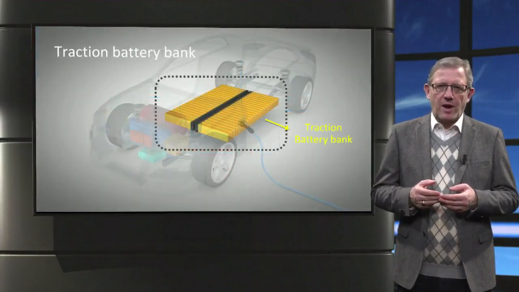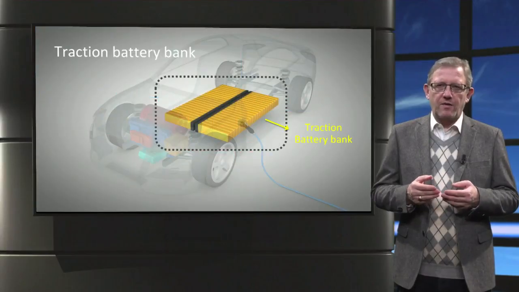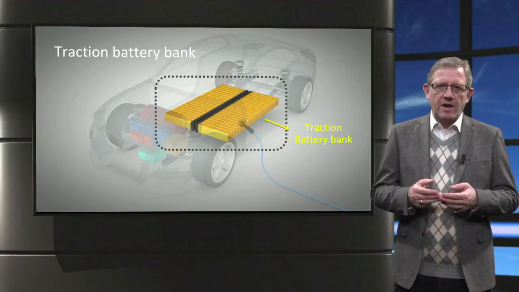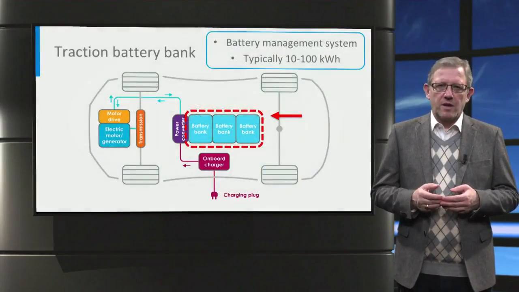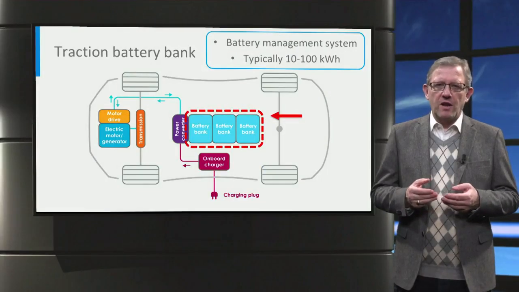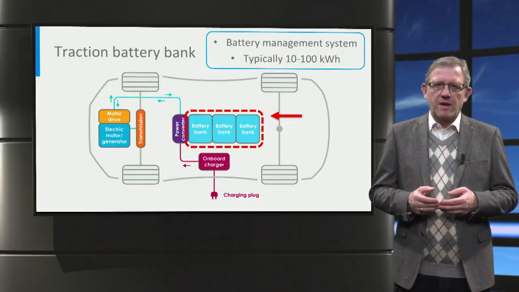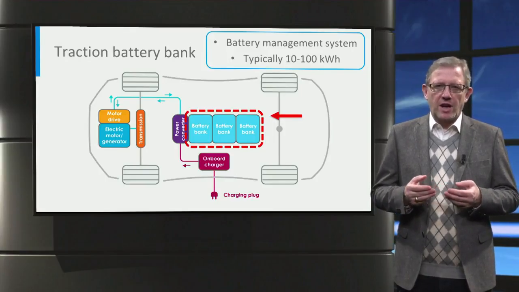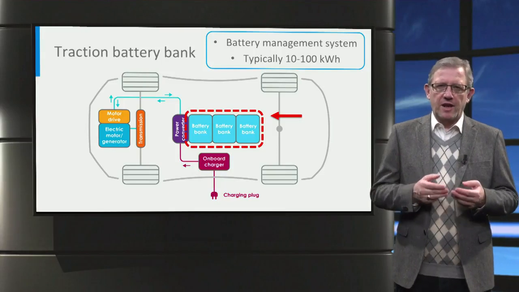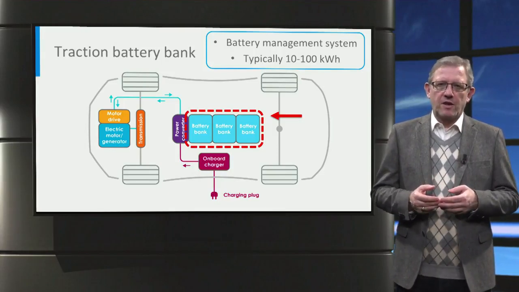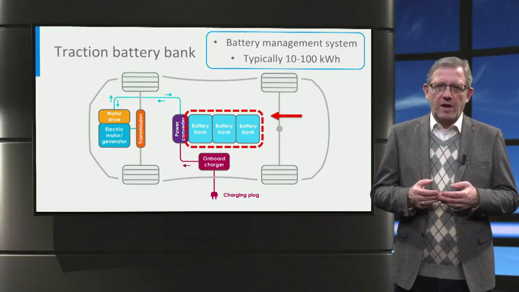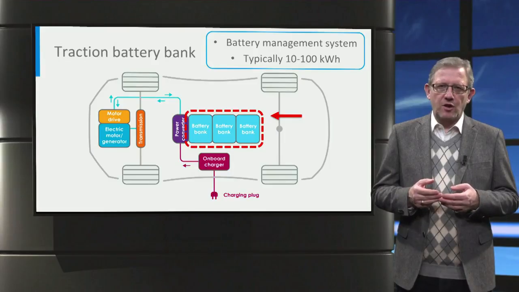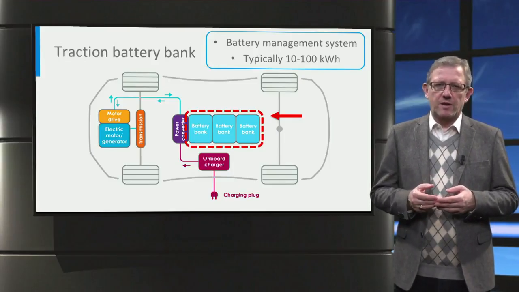Next is the high voltage traction battery, which is the heart of any electric vehicle. Generally, the battery is located at the bottom of the car, but this can vary depending on the manufacturer. The role of the battery is to store energy for the propulsion of the vehicle. The battery has a battery management system that monitors and regulates the battery charging characteristics such as voltage, current, temperature, and state of charge. The energy content of a battery is normally expressed in kilowatt hours. Nowadays, electric cars have battery sizes in the range of 10 to 100 kilowatt hours.